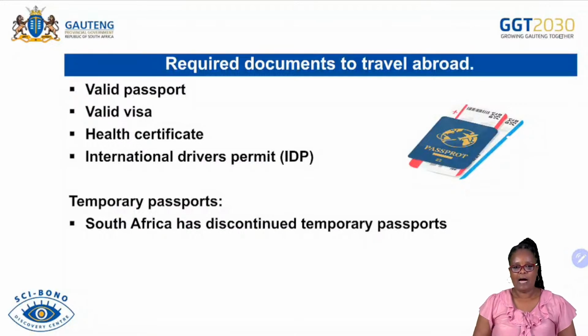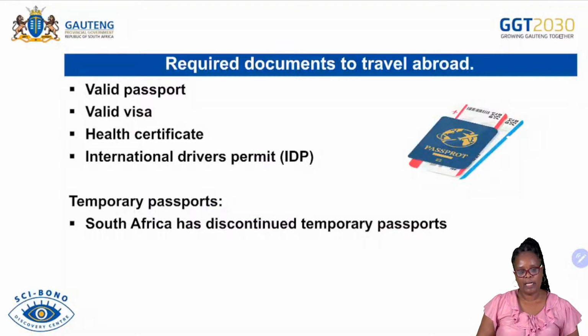Let's look at the documents, learners. We have 4 documents that you need when you travel abroad. You need a valid passport, a valid visa, a health certificate, and an international driver's permit. These are the 4 documents that you need when you travel abroad, internationally.